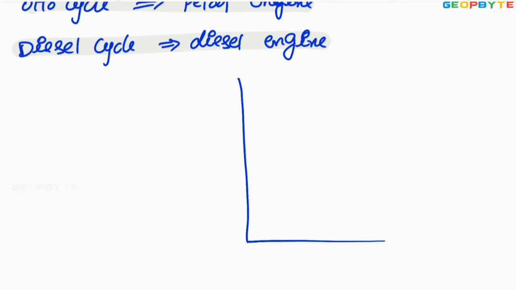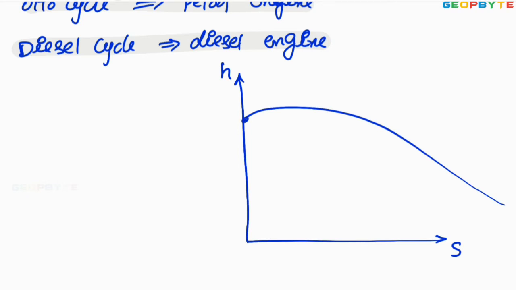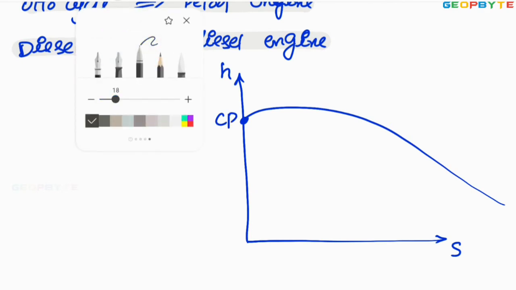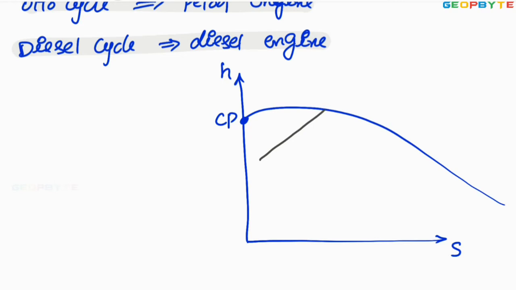HS diagram, enthalpy versus entropy diagram. This is the saturation dome or saturated vapor curve, it looks like this. This point is called the critical point. Let me mark the pressure of the steam before the expansion, P1. Pressure of the steam after expansion in the steam turbine is P2.